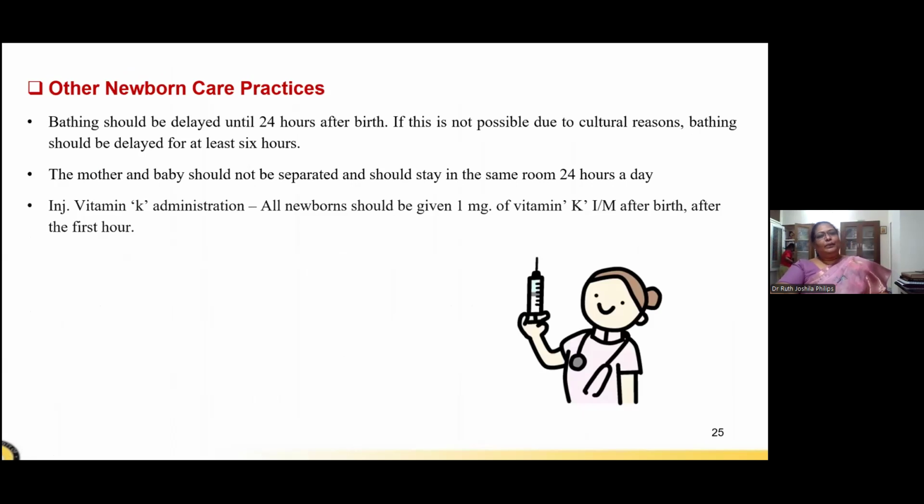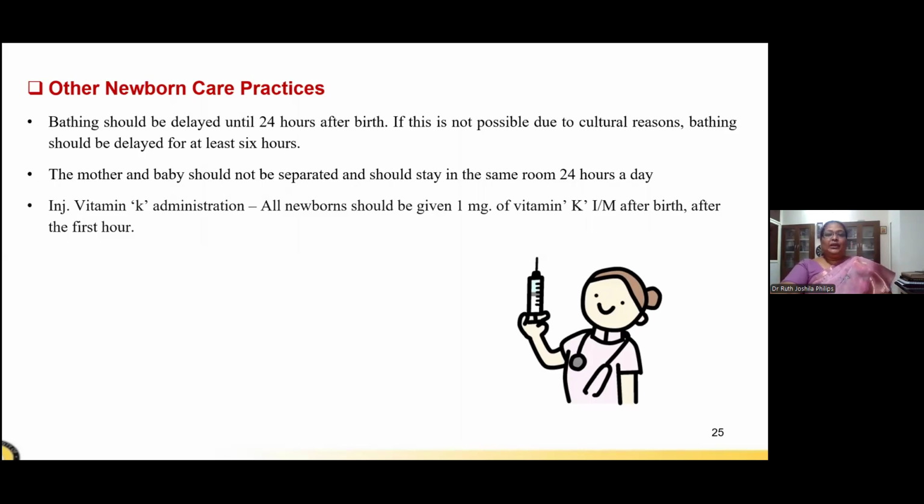Now, other newborn care practices that we speak about is delaying the bath of the baby. Earlier, we used to see that the babies in the labor room used to be cleanly wiped off, all the skin, and they were washed under the taps and put in water tubs and washed. But that is not recommended. So delaying the first bath for 24 hours is recommended. If it is culturally not possible, delaying it at least for 6 hours is recommended.